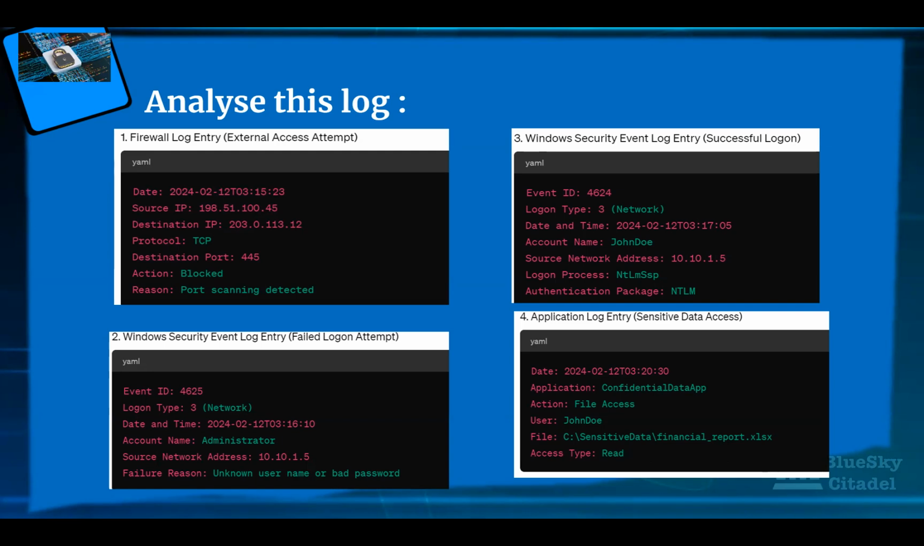Now, the second screen is a Windows security event log. You can see there's a firewall log, and there's a Windows security event log. On the Windows security event log, you can see that this is the administrator account name. So the administrator in that organization is what is being attacked. The source network address there is that administrator's network address. It is an internal IP.